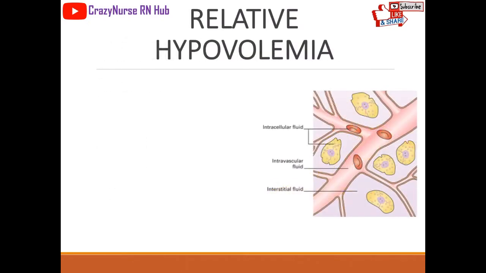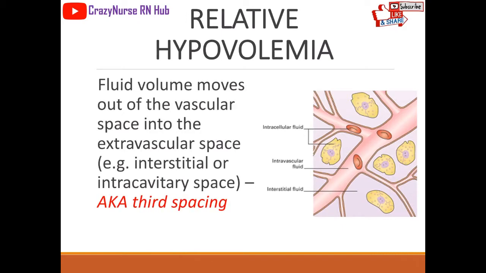On the other hand, in relative hypovolemia, fluid volume moves out of the vascular space into the extravascular space, such as your interstitial or intracavitary space. This type of fluid shift is called third spacing. One example of relative volume loss is leakage of fluid from the vascular space to the interstitial space from increased capillary permeability, as seen in sepsis and burns.